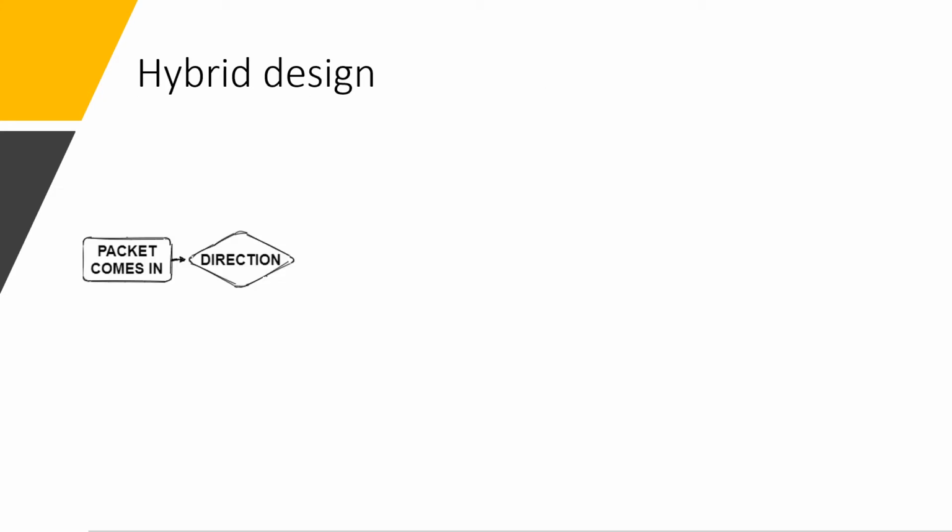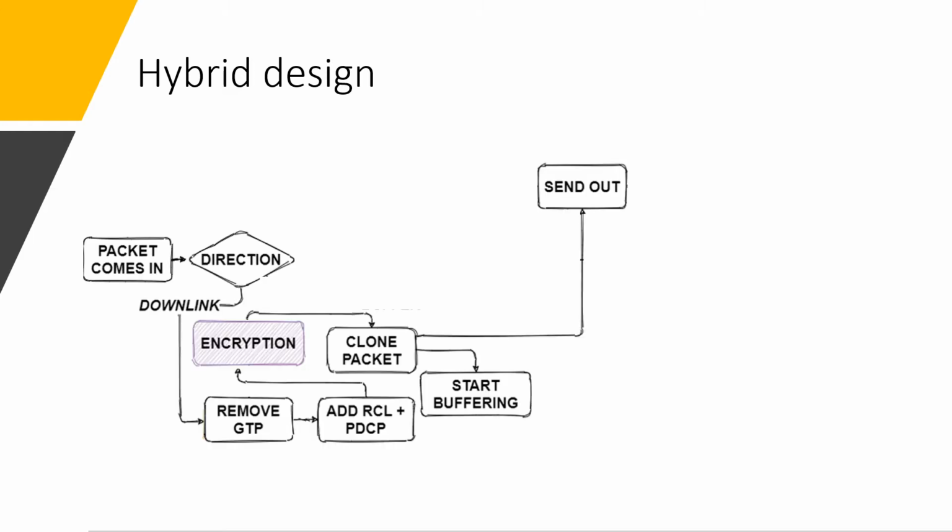Let me explain our proposed hybrid design. It all begins with an incoming packet. In the downlink direction, we have to remove the GTP header first, construct the RLC plus PDCP headers, encrypt the payload, then clone the packet, send one out, and send the other packet to the buffering service.